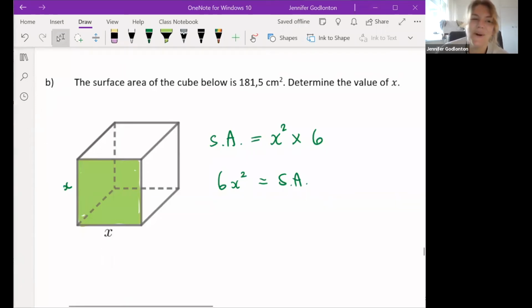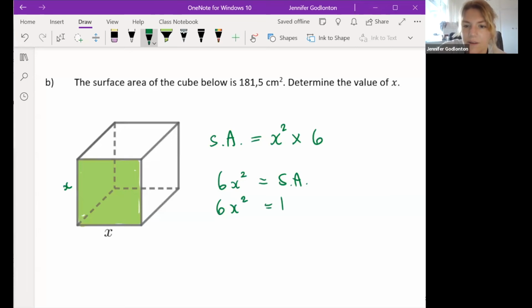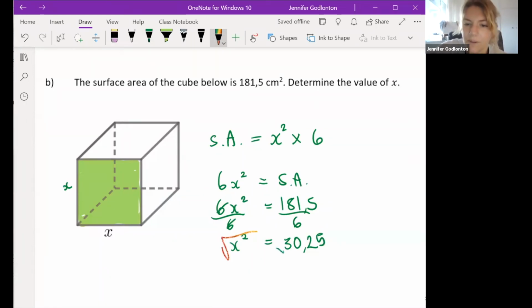Okay, Anam, we are all yours. Tell us how we are going to go about solving this. Okay, ma'am. So I first substituted in the surface area. So I said 6x squared equals 181.5. Beautiful. Then I divided both sides by 6. Good. Then I got x squared equals 30.25. Beautiful. Then I square rooted both sides and I got x equals 5.5 centimeters squared.